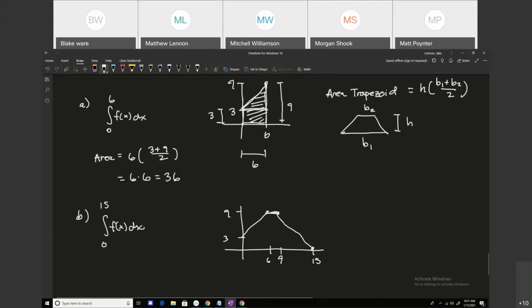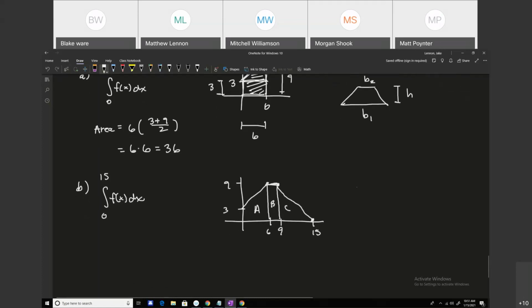So again, probably this one you just want to divide into pieces, because we're shading the whole thing, right? So maybe I'll call this A, B, and C. Well, we found the area of A in part A, right? So we already know that the area of A is 36. We just did that, or whatever your numbers were, it should be the same as part A.